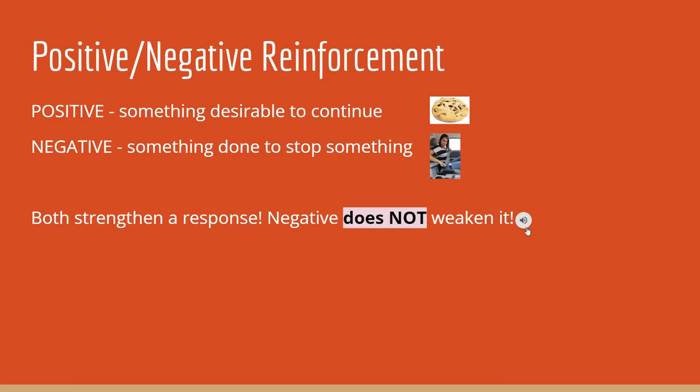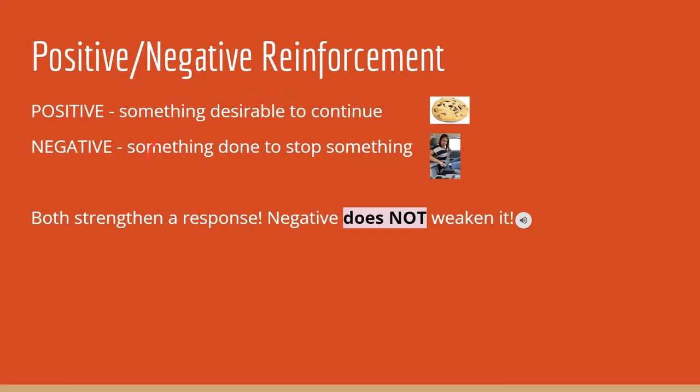But remember, there's something important that you got to know. Something that's easy to mix up, and it definitely is. You might think, oh, positive reinforcement makes it happen more, and negative makes it not. That's not what it is. Positive is something that is desirable to make it continue. So a positive reinforcement for Jim Carrey is a cookie. It makes him keep wanting to do it. Negative, though, is something that is done to stop something. And it does also strengthen the response.